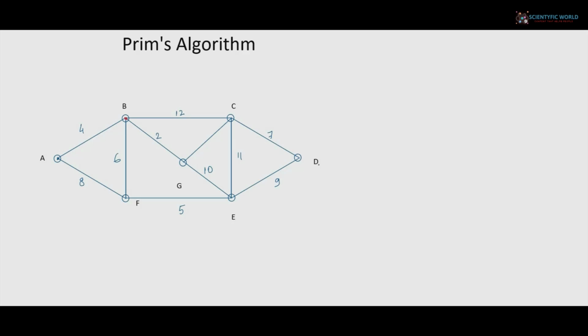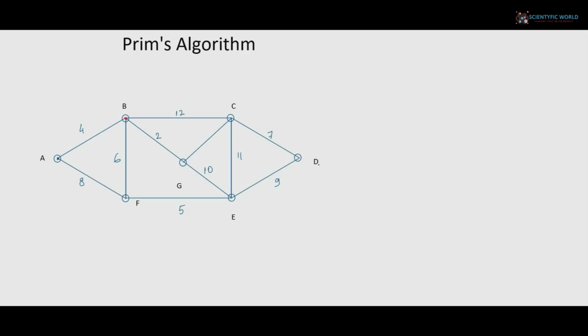Prim's algorithm is different from Kruskal's algorithm. In Kruskal's algorithm, what we do is we sort all the edges and then we connect the edges according to their weights. That's how we find the minimum spanning tree using Kruskal's algorithm. But in Prim's algorithm, there are some different points.